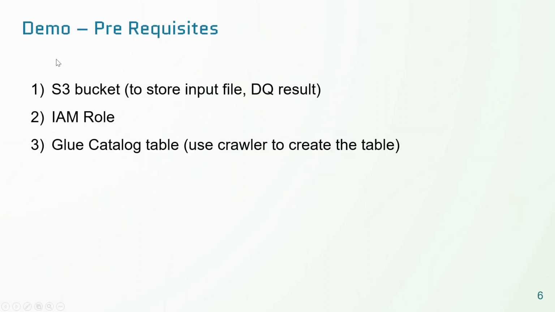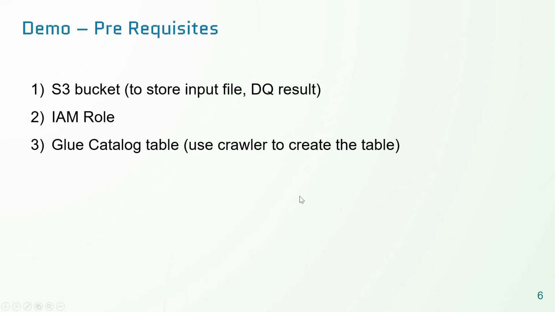Okay, it is demo time. Let us go ahead and implement AWS Glue Data Quality for data at rest. There are a couple of prerequisites we need for this demo. One is an S3 bucket with a bunch of folders to store the input file, the DQ results, the script, etc. Second is an IAM role, which has access to the input data set and also to write the DQ results to CloudWatch. The third is a Glue catalog table. We will be using a crawler to create one.